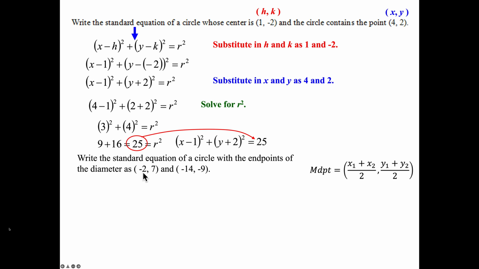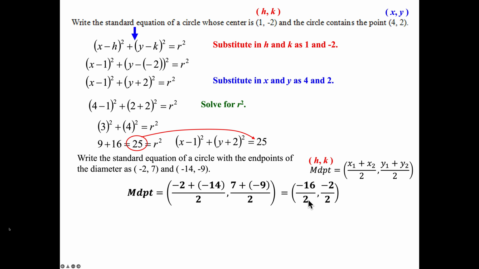All right, time to crunch some numbers. We've got negative 2, negative 14, added together, over 2. 7 plus negative 9, that's negative 16 over 2. Negative 2 over 2 becomes negative 8 comma negative 1. So that midpoint formula of these two endpoints becomes my center. So my center is now at negative 8, negative 1.